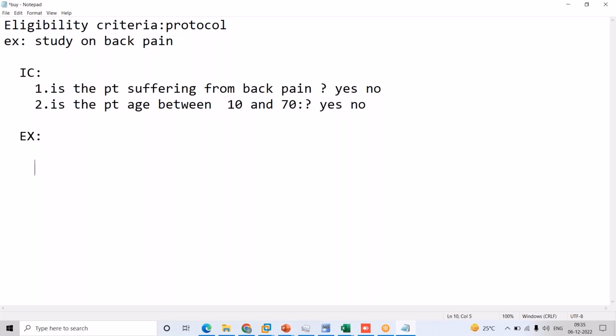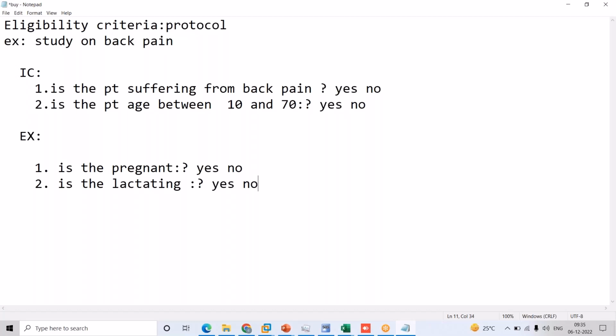All the exclusion should be selected no. Let's say I don't want to recruit the pregnant women. So is the patient pregnant? Yes or no? Is the patient lactating? Yes or no? Answer should be selected no here. For the inclusion, answer should be selected yes. So this should be yes, this should be no.